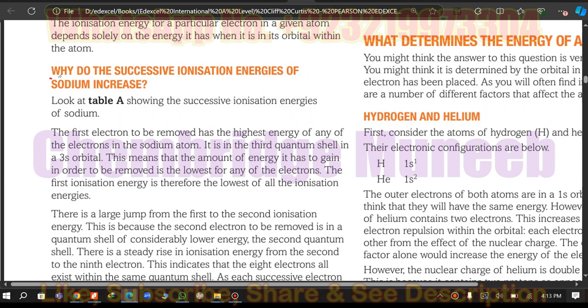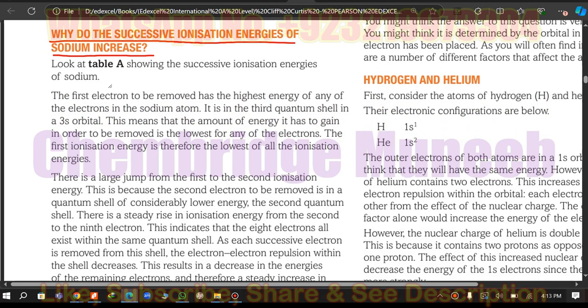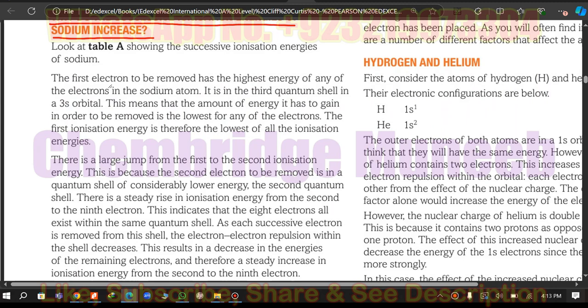So why do the successive ionization energies of sodium increase? It is the same reason. As we keep removing the electrons, we are basically increasing the positive effect of the nucleus on the remaining electrons.